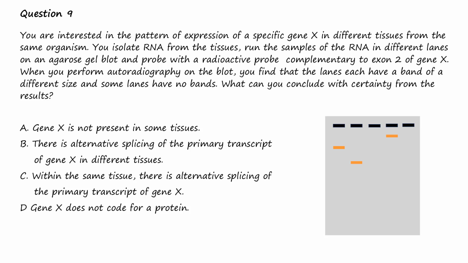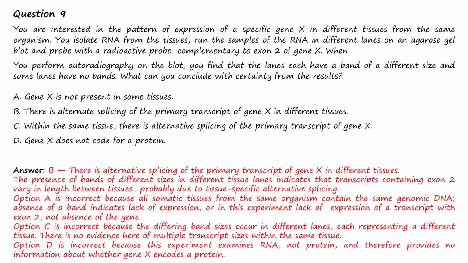A. Gene X is not present in some tissues. B. There is alternative splicing of the primary transcript of gene X in different tissues. C. Within the same tissue, there is alternative splicing of the primary transcript of gene X. D. Gene X does not code for a protein. Answer B. There is alternative splicing of the primary transcript of gene X in different tissues.